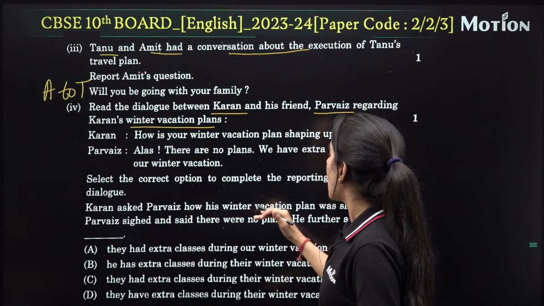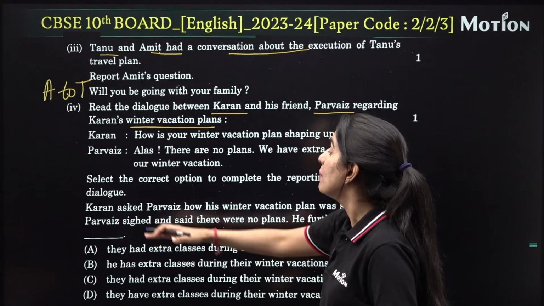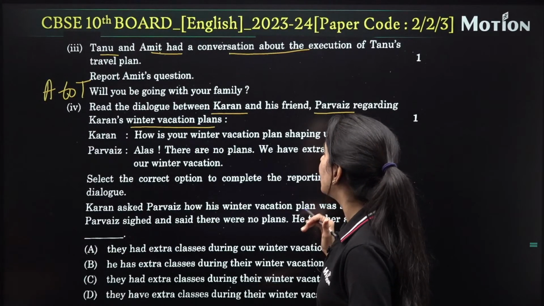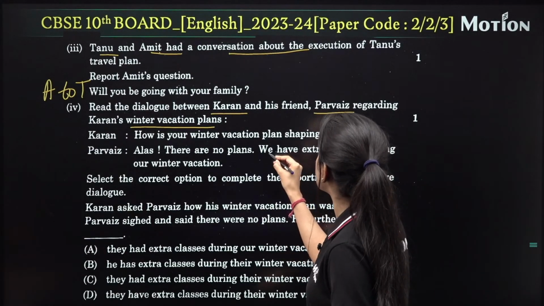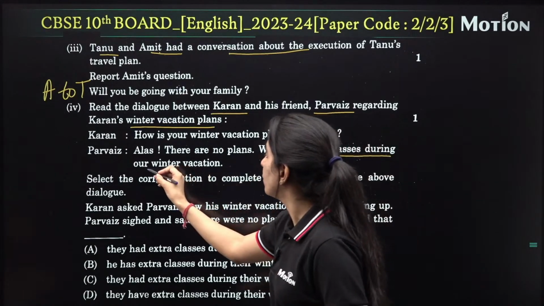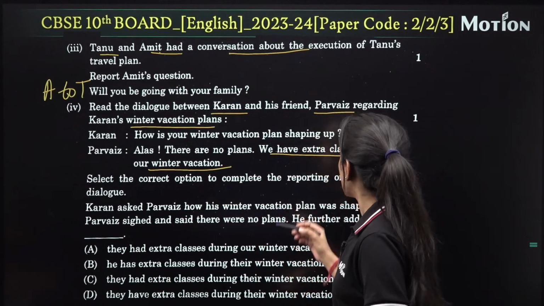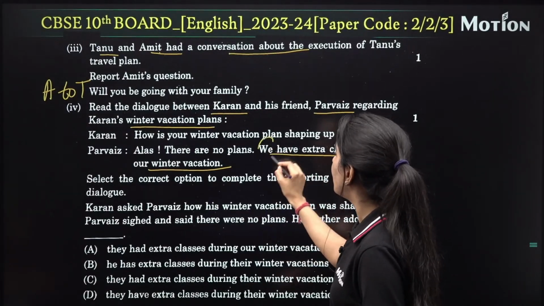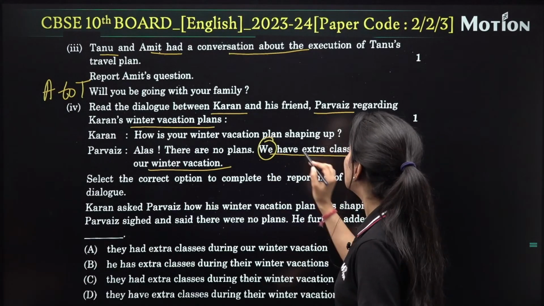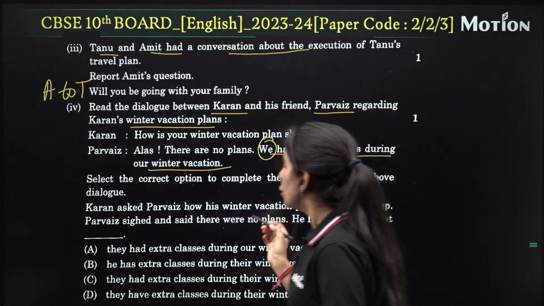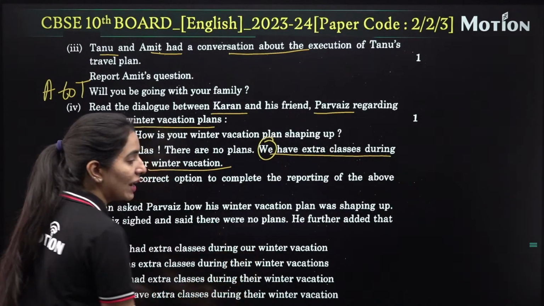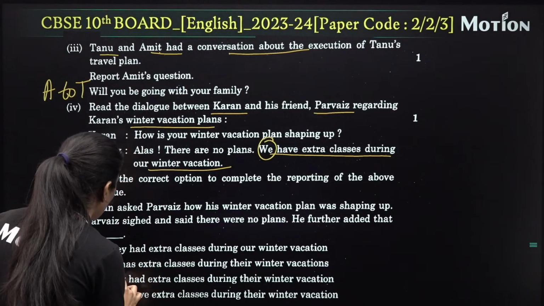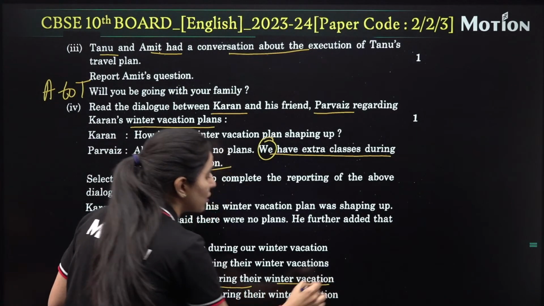Karan asked Parvez how his winter vacation plan was shaping up. Parvez sighed and said there were no plans. He further added that, what he was supposed to add? So now you have to convert this. Let's quickly convert it. He further added that he had, or you can say there is we. So you will say he further added that they had extra classes during their winter vacation. So let's find it from the options. They had extra classes during their winter vacation. So option C is your correct answer.